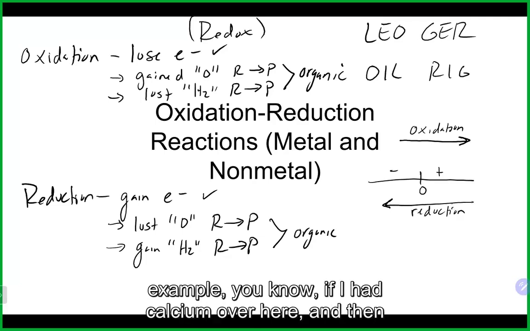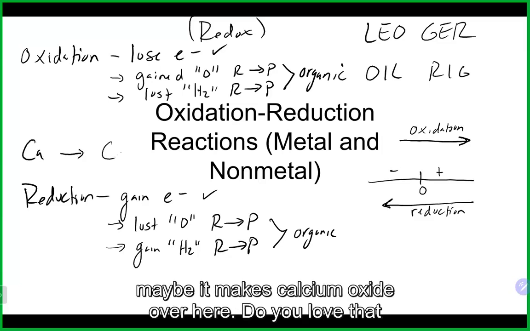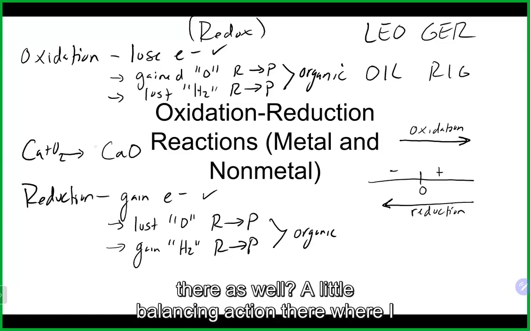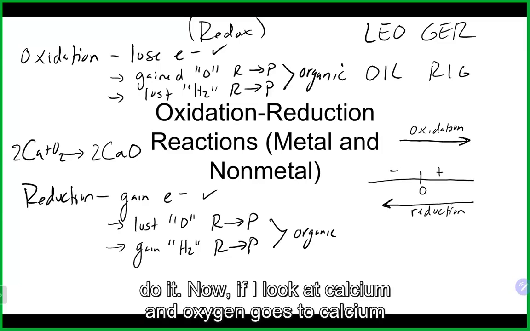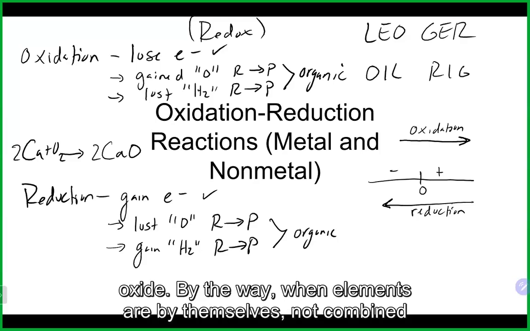So for example, if I had calcium over here, and then maybe it makes calcium oxide over here. Do a little balancing action there before I do it. Now, if I look at calcium and oxygen, it goes to calcium oxide.